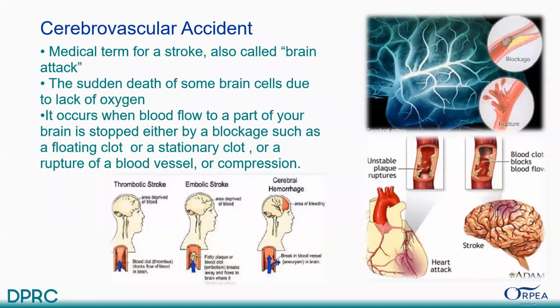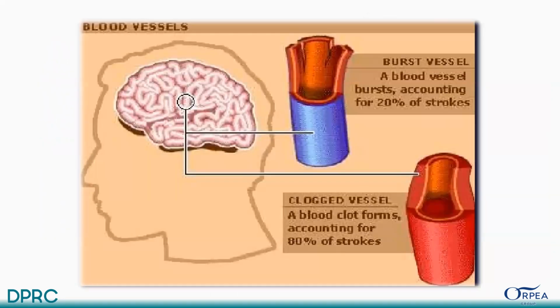Cerebrovascular accident is a medical term for a stroke, also called a brain attack. It's the sudden death of some brain cells due to the lack of oxygen. So it means when oxygen is not conducted to the brain, it can lead to death. It occurs when the blood flow to a part of your brain is stopped, either by blockage, which we call ischemic, such as a floating clot or a stationary clot, or by a rupture of a blood vessel or compression, which we call hemorrhage.